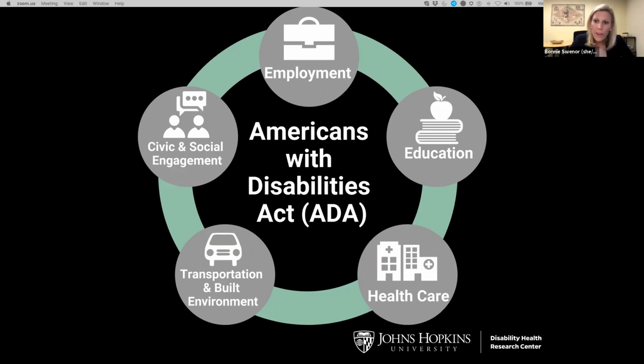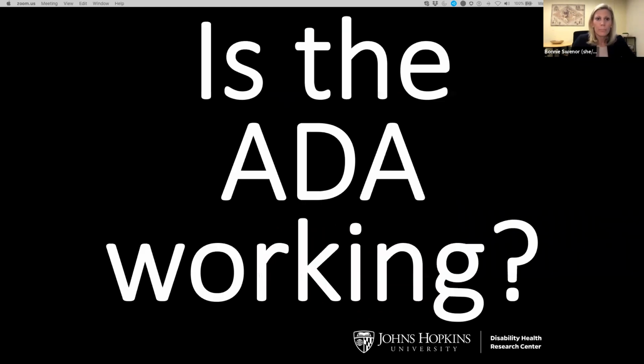So the ADA has 5 titles related to employment, state and local government, public accommodations and commercial facilities, communication, and a 5th title that includes miscellaneous areas. But this law translates to having impact across 5 sectors, and that's what I'm showing on this slide: employment, education, healthcare, transportation and the built environment, and civic and social engagement.